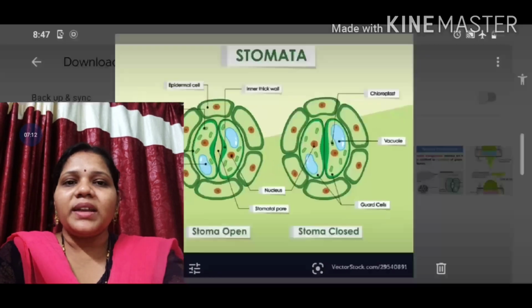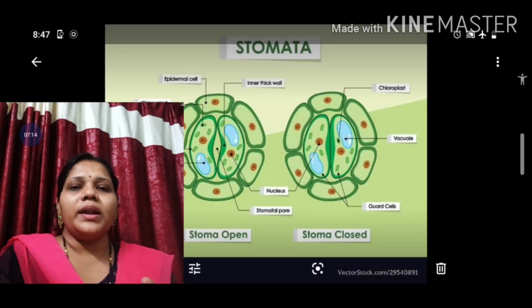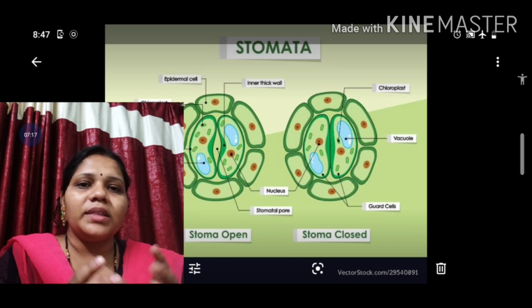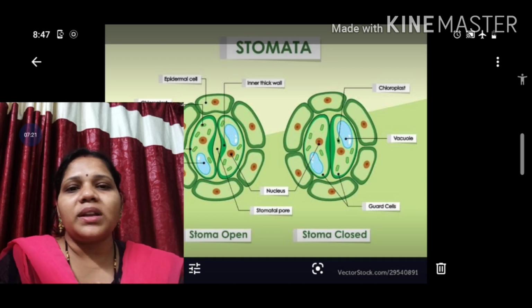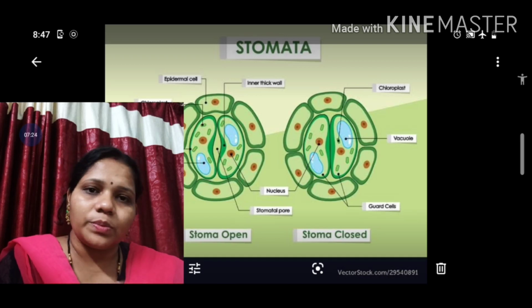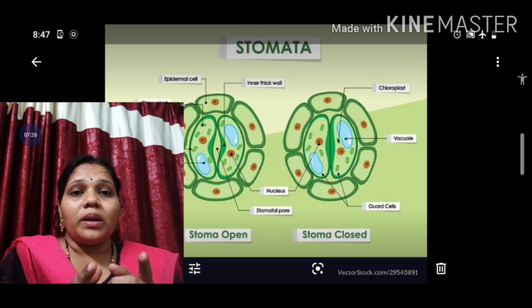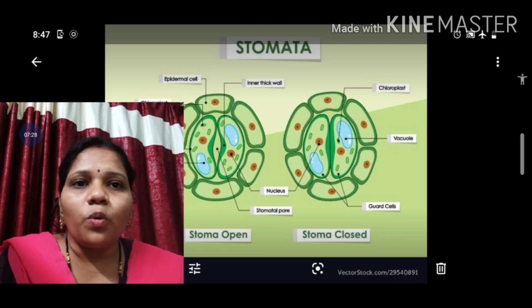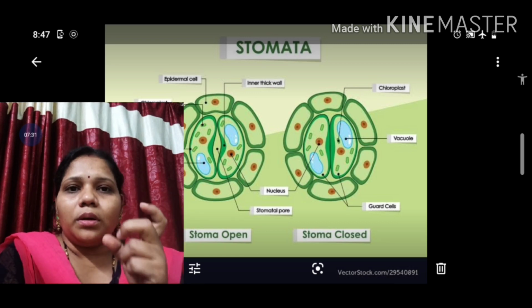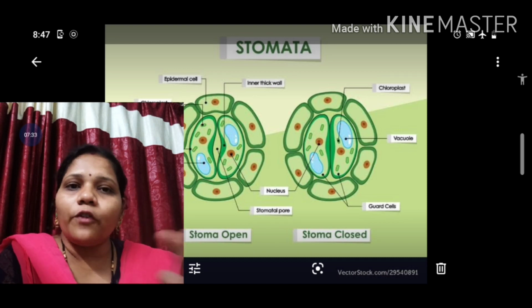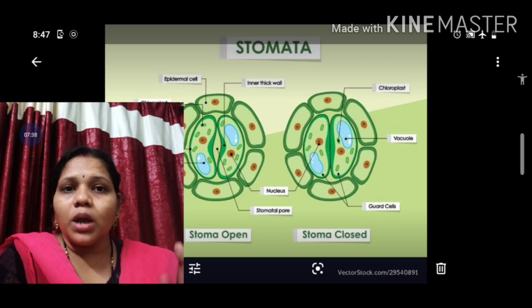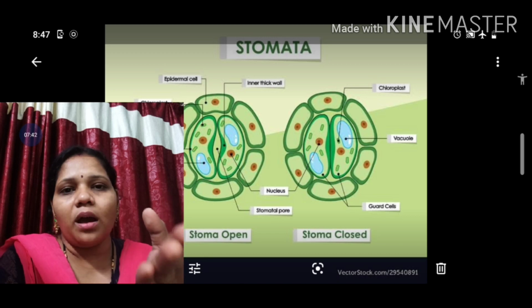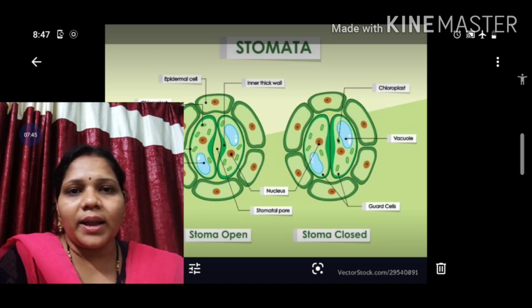when the sunlight is present, the stomata are open, and when the sunlight is absent, the stomata are closed. How is this possible? When the sunlight is present, photosynthesis occurs, and it produces sugars, or glucose, and that glucose or sugars are stored inside the guard cells of the stomata.